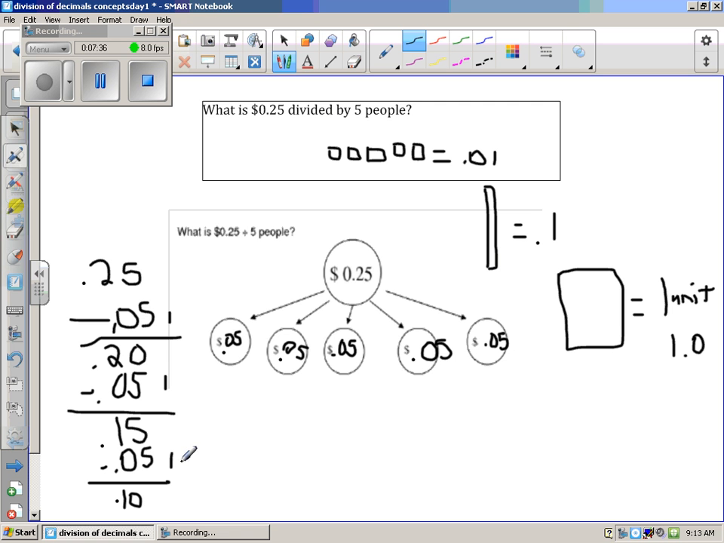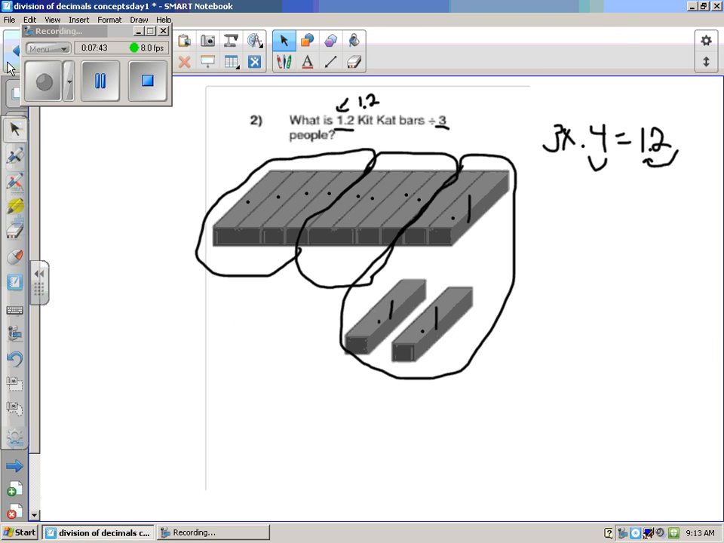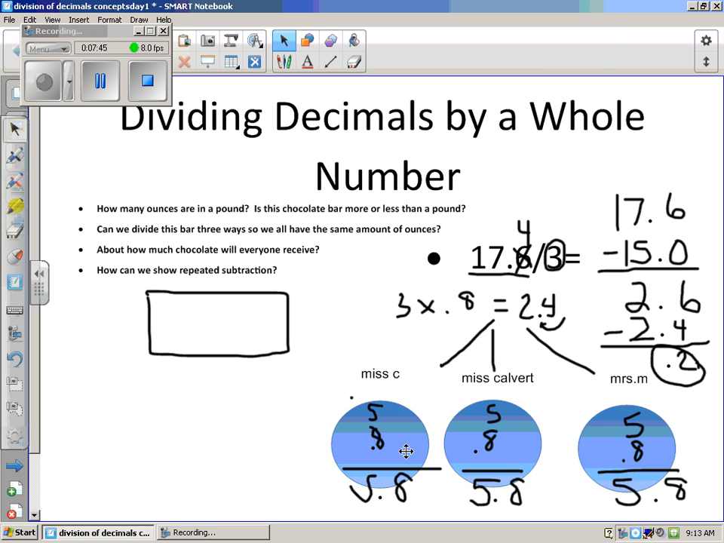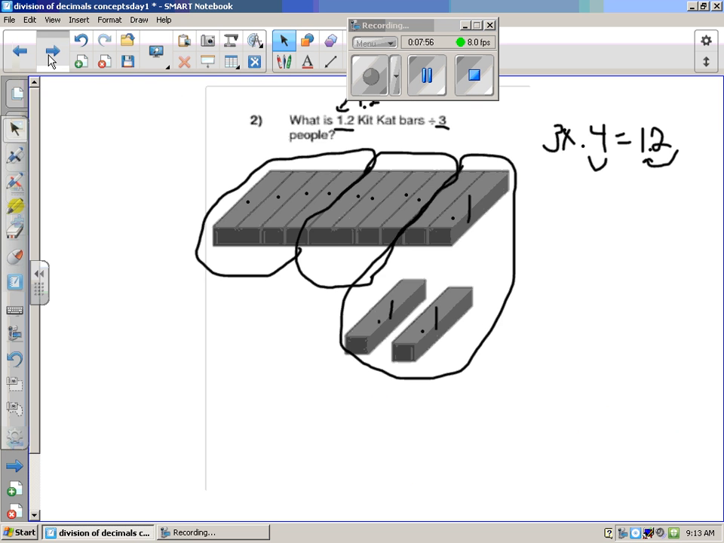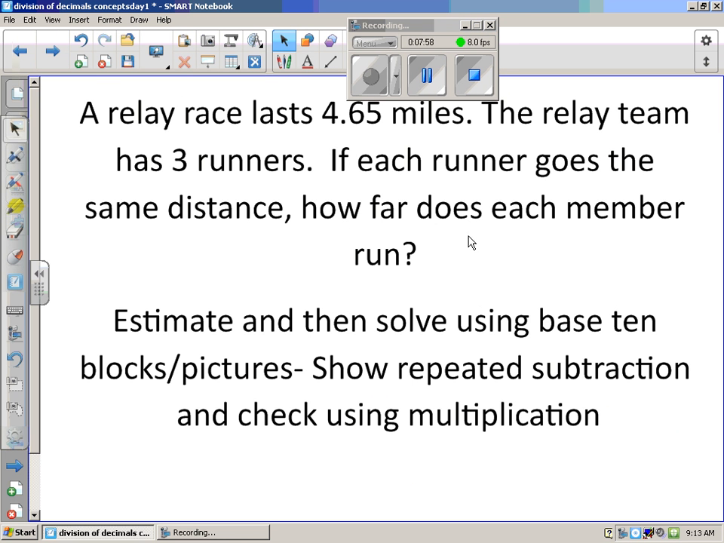So your job is really to draw some kind of model similar to this, similar to the one on the other pages like this, to help you to understand how to divide out these decimals. Use your base 10 blocks if you need to, and then ultimately we'll be transferring that into word problems like this. You can estimate and solve using your base 10 blocks and pictures, and then you're going to draw some kind of a picture. That's part of our problem solving strategies.